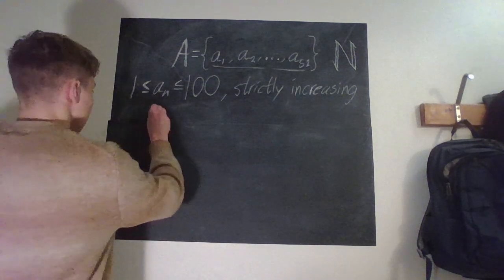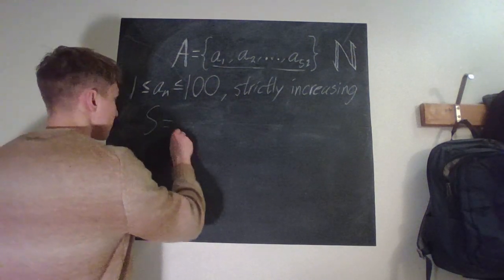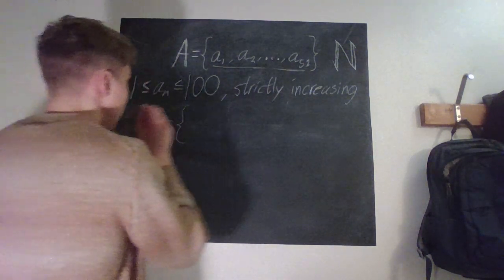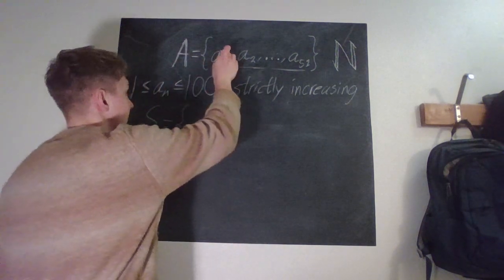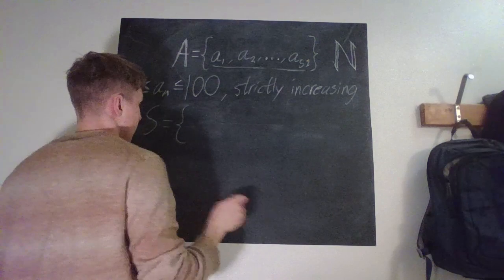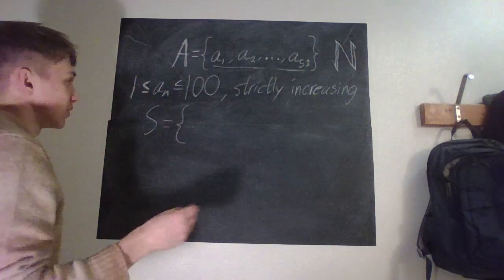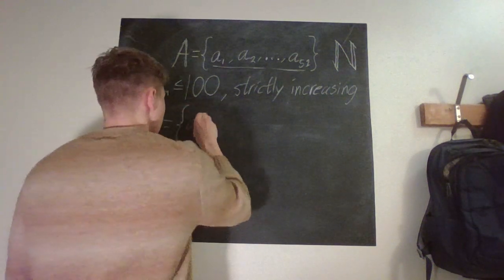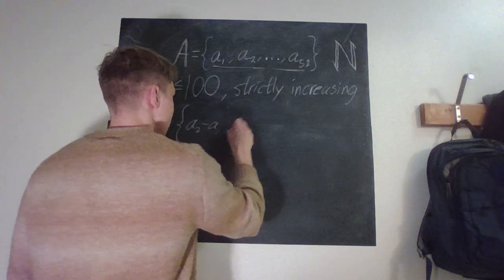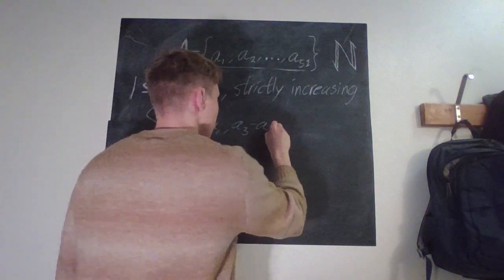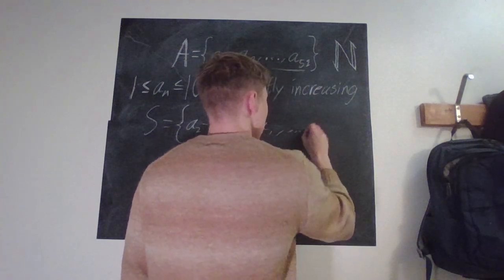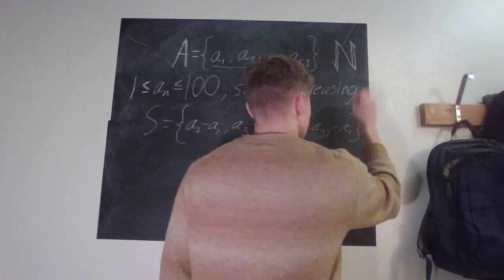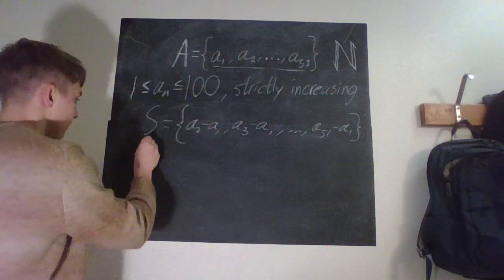So therefore I'm going to create the list S, which is the element-wise subtraction of the list A and the element A1. So therefore the first one would just be A1 minus A1, and we scrap that, we remove that. So we just have A2 minus A1, A3 minus A1, and so forth, all the way up to A51 minus A1. So that is our list S.